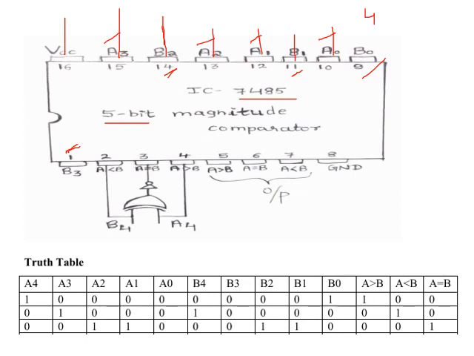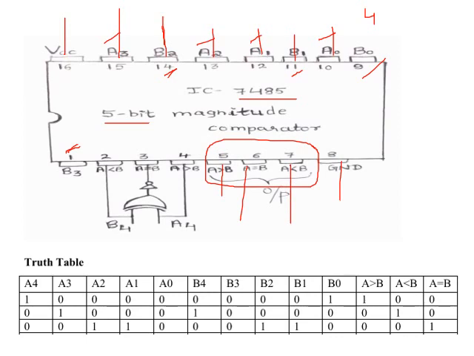Internally, there will be a lot of gates inside this IC in order to compare, but we are not worried about that right now. The outputs are taken from pin numbers 5, 6 and 7, and pin number 8 is grounded. Pin 5 will give us the output of A greater than B. Whenever A and B are equal, we will get the output 1 from pin number 6, and pin number 7 will give a high value whenever A is less than B.